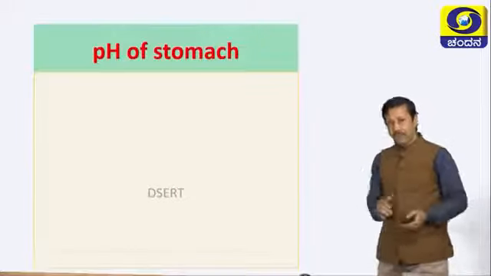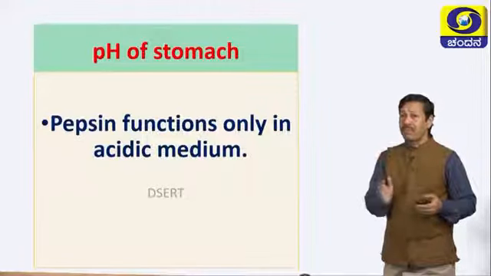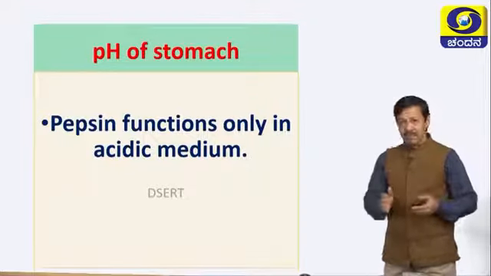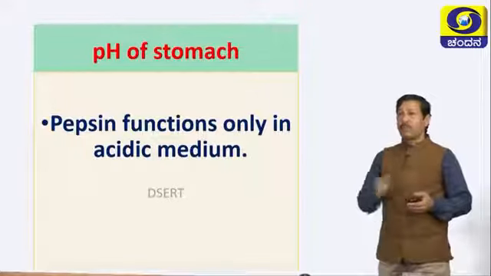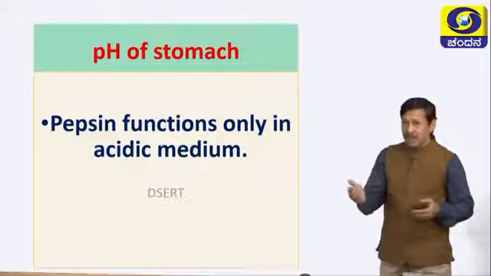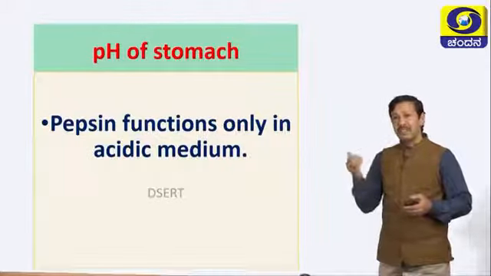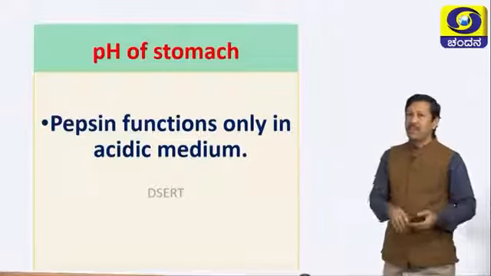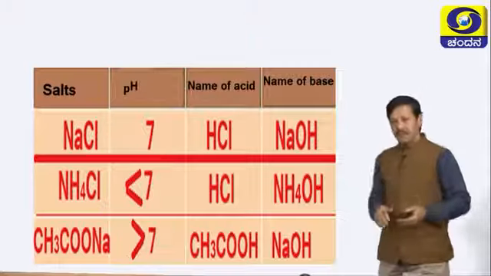Now, pH of the stomach. In the stomach we have a very powerful acid, that is HCl. The pepsin enzyme performs only in an acidic medium. Pepsinogen generates pepsin when the pH is lower. If the pH increases, the function of pepsin is affected. That is why it is very important.